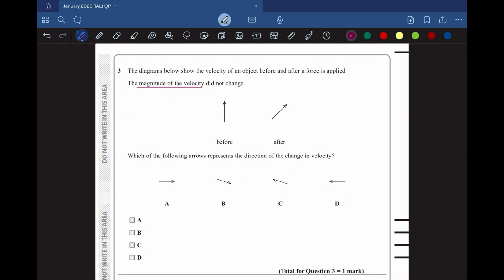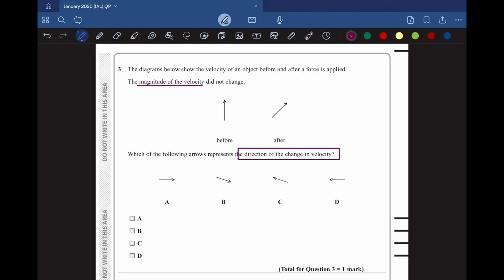The question says which of the following arrows represents the direction of the change in velocity. Now here basically we will have to be able to draw a vector diagram to answer this question. Vector diagram is one of the most important parts of your Edexcel A-Levels Physics Unit 1 syllabus. If you guys have any issues in terms of drawing vector diagrams, you can watch my vector diagram video where I have shown everything. I will put the video in the description box. You can check it right there.